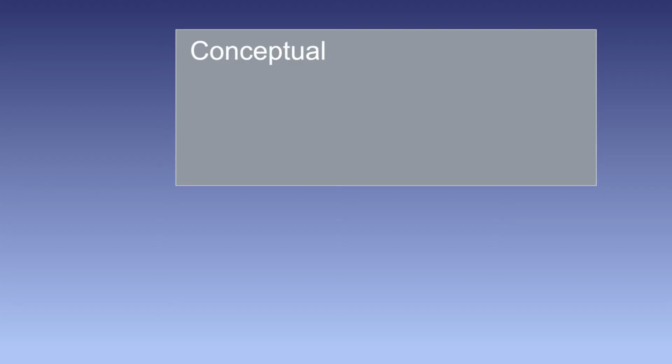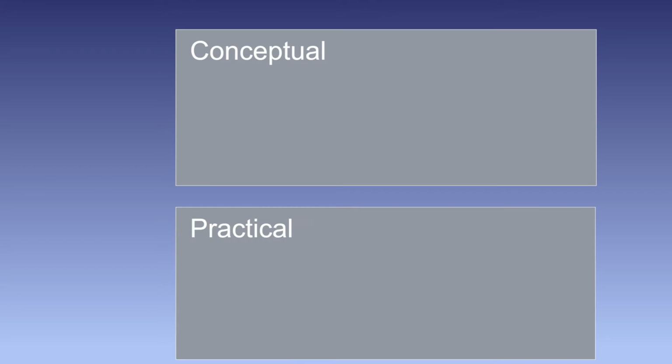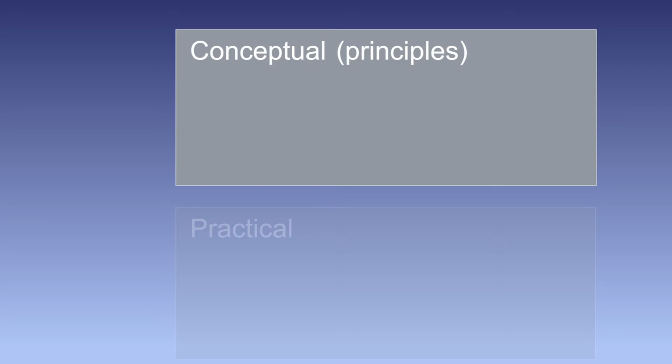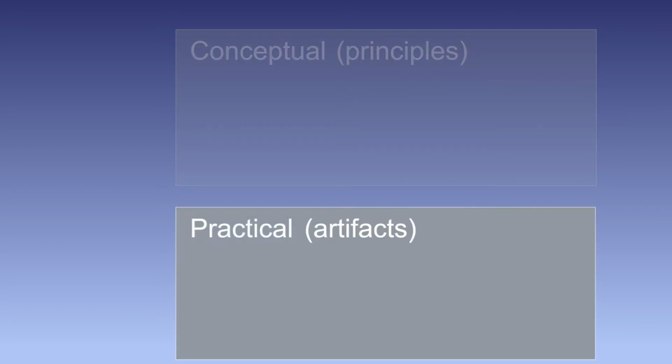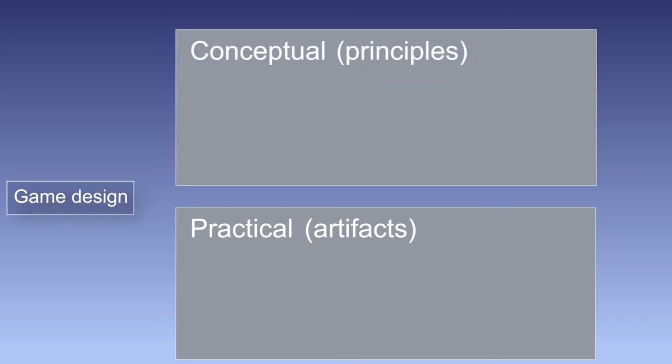To say something sensible about the instructional qualities of games, we should separate the conceptual level from the practical level. At the conceptual level, we look at the key concepts and principles of games. The practical level describes the game artifacts, the concrete game instances. And the game design translates the concepts to the practical level of making a game. I want to highlight a few things for each level.